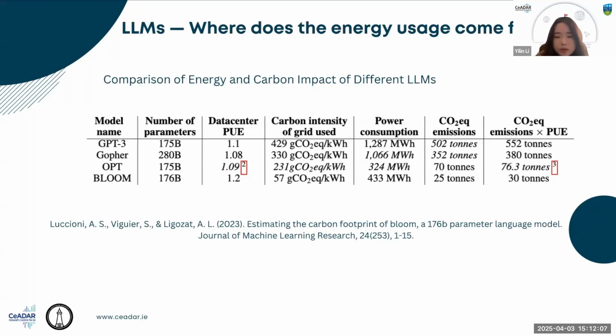And like OPT uses less energy and its carbon impact is lower, about 17 tons. And the interesting one is BLOOM. Even though it used more electricity than OPT, the total emissions were much lower, only about 25 tons of carbon emission. That is because BLOOM was trained on a French supercomputer that's powered mostly by cleaner energy.